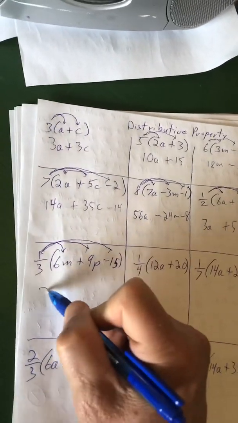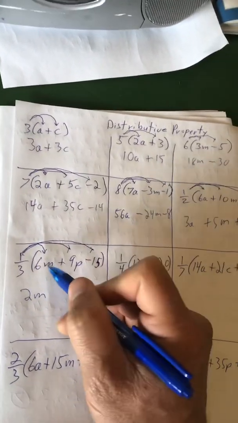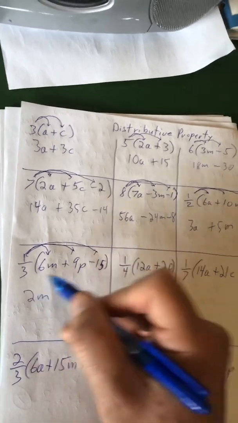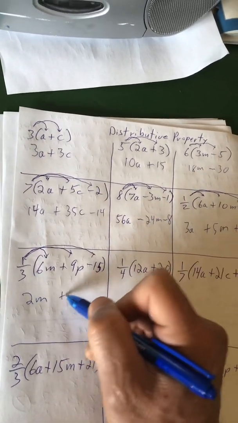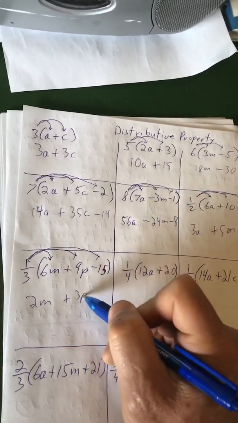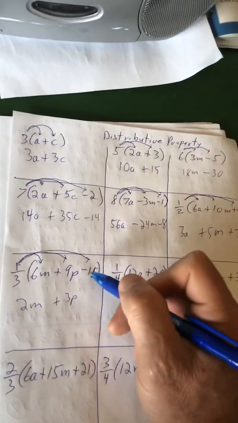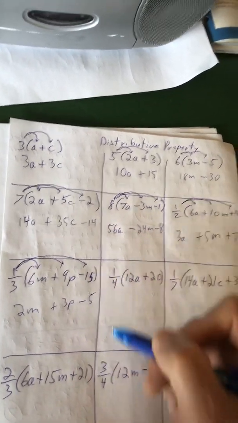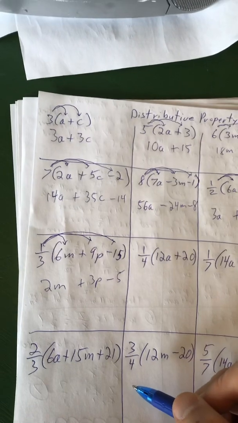6m divided by 3 is 2m. A third of 9p. 9 divided by 3 is 3p. And a third of 15 is going to be just minus 5 then. There it is.